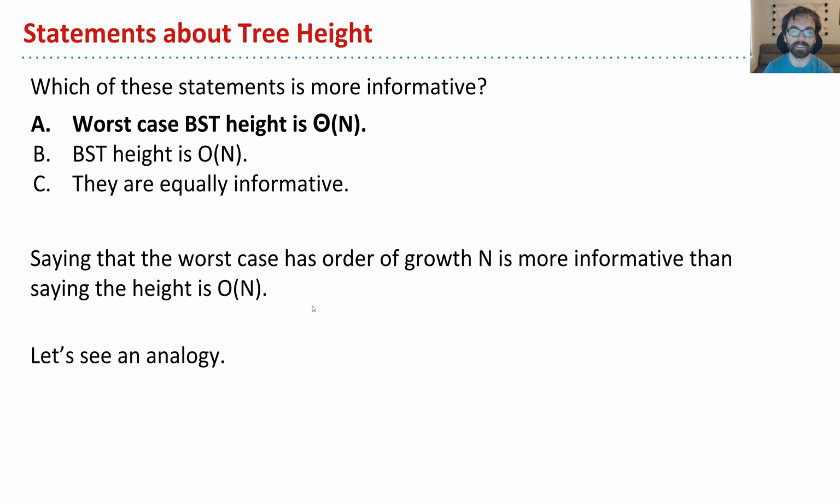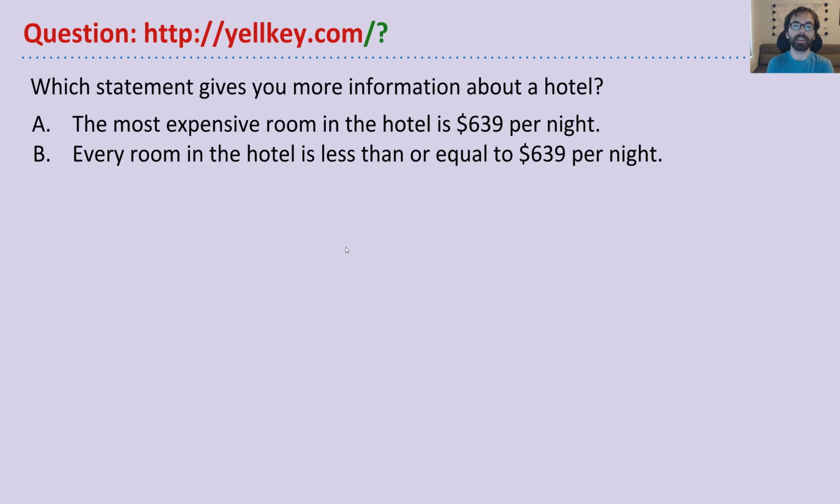Let's see a little analogy to demonstrate why this is true. Let's suppose I have 2 statements about a hotel that could be true. The first statement is the most expensive room is $639 a night, and the second statement is every room in the hotel is less than or equal to $639 a night. Which one is more informative? Maybe a different way of thinking about it is, let's say I give you a free night at either a hotel of type A or a hotel of type B. If you wanted to maximize your luxury, which would be the better choice to pick?